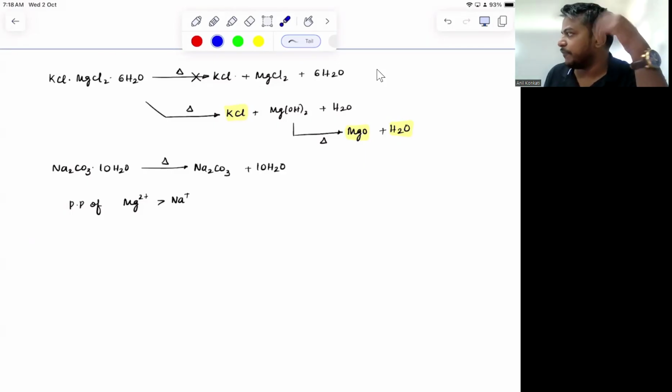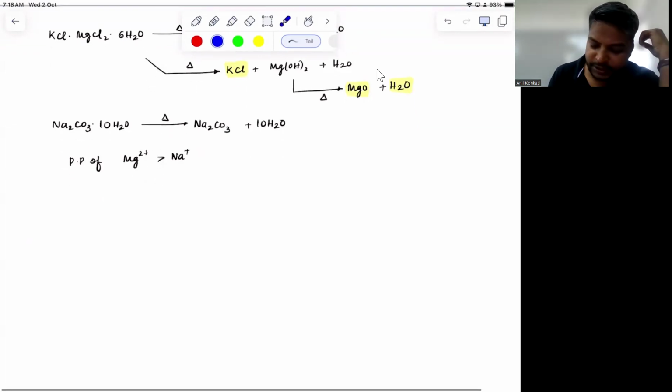Any metal ions, Fe3+, Cr3+, Co3+, Ni2+, right? Especially d-block metals, on heating, they cannot sustain as chlorides or sulfates. They'll always convert back to oxides. So that is what we'll see now.